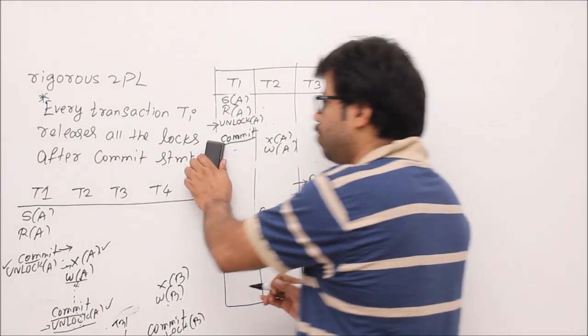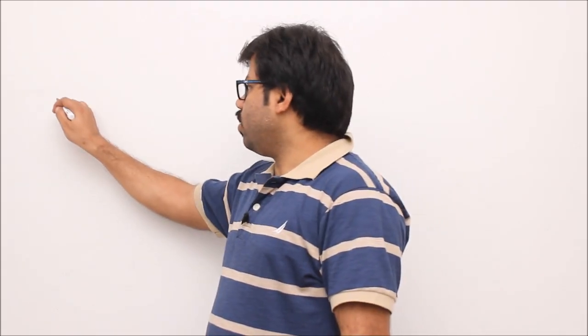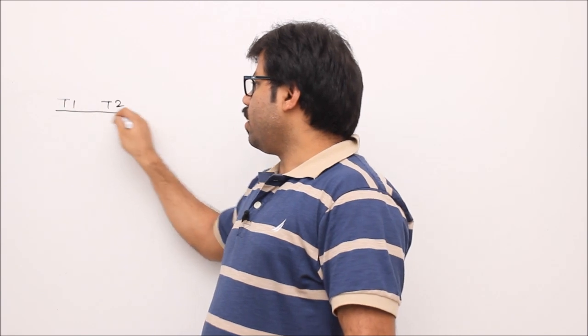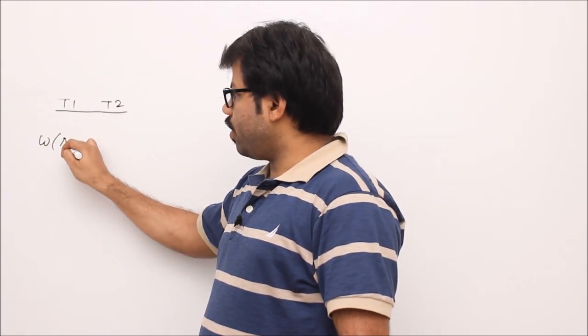I will show that with a simple schedule. Now see the schedule T1 and T2. Let's say T1 is doing an update of A, write of A.